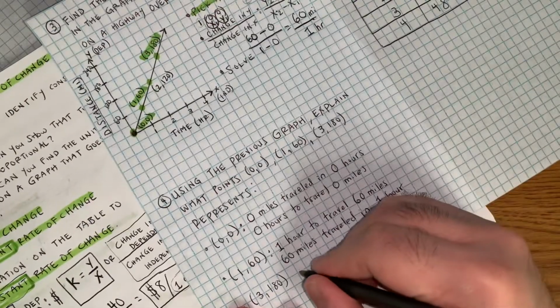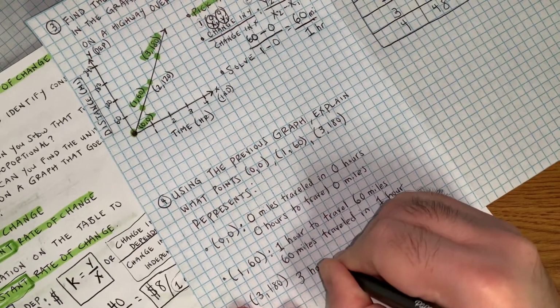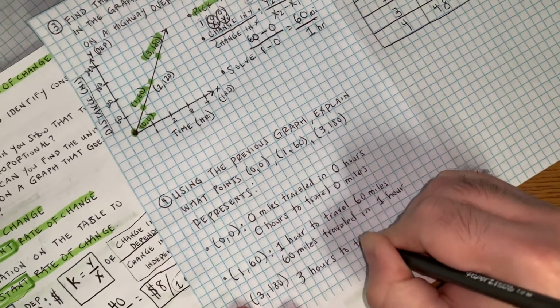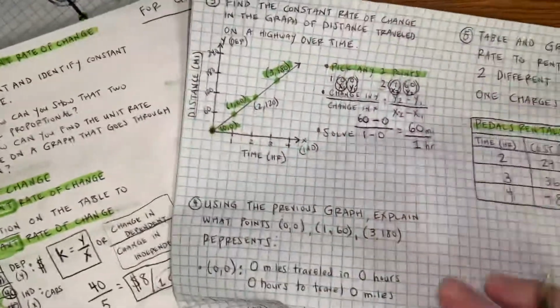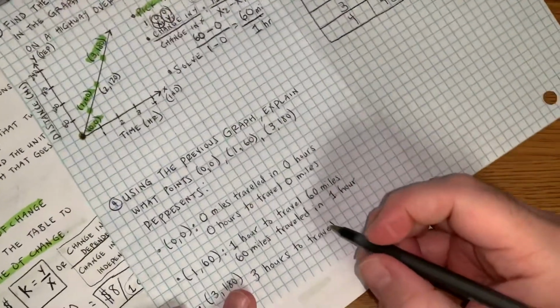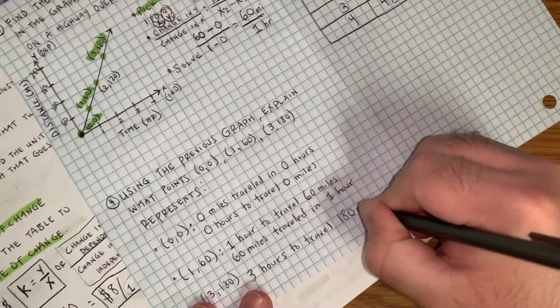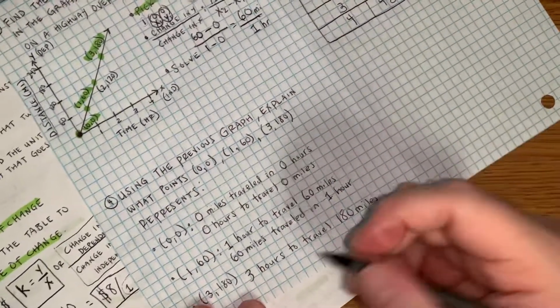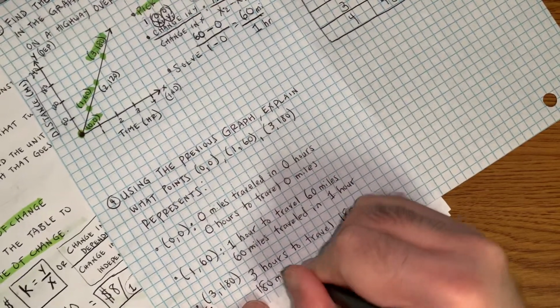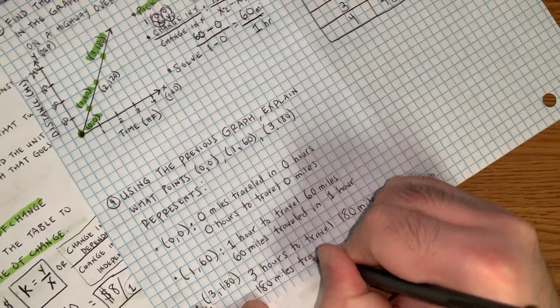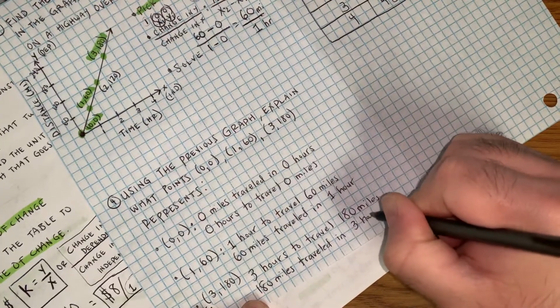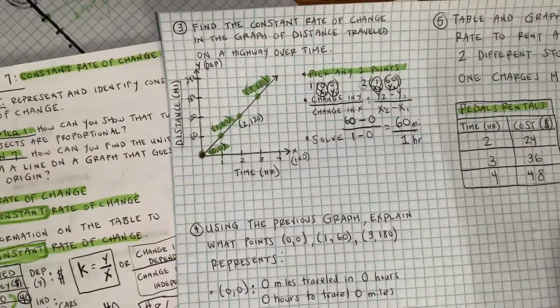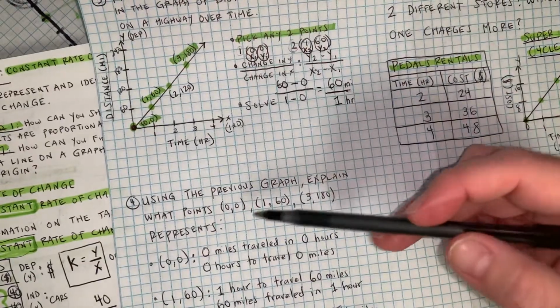So you can say 3 hours to travel. 180 is going to be your y. Y is represented by miles. So 3 hours to travel 180 miles. Or you can flip it, which is 180 miles traveled in 3 hours. So that's what it means when it's asking you what the points represent.